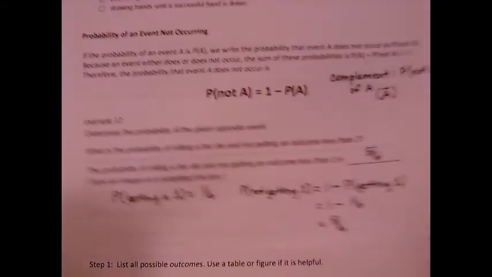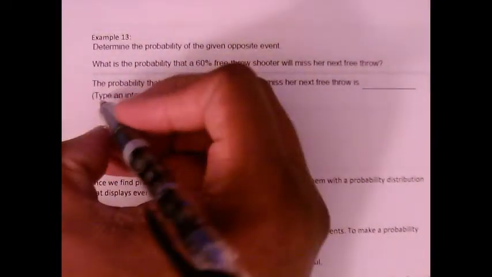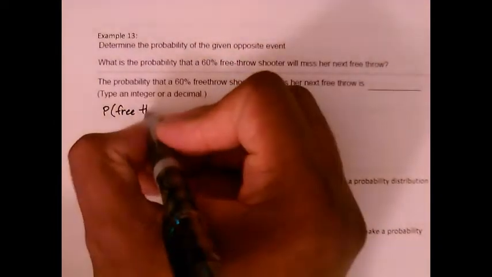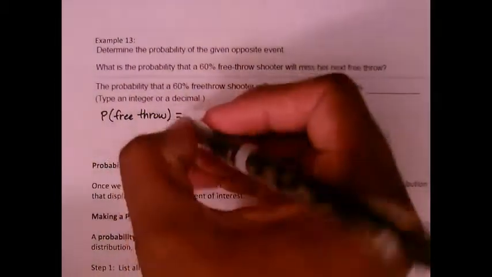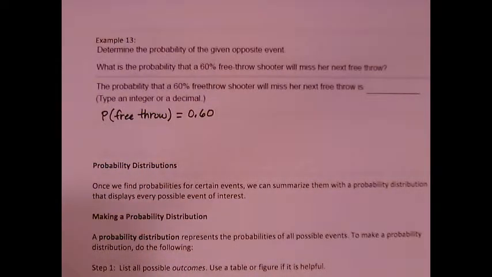Okay, let's look at another example that deals with the opposite event. What's the probability that a 60% free throw shooter will miss her next free throw? In this case, the probability of making a free throw is 60%. But 60% as a decimal will be 0.60, or you can say 0.6 if you want to. You take 60 divided by 100, and you'll get the decimal when you change a percent to a decimal.